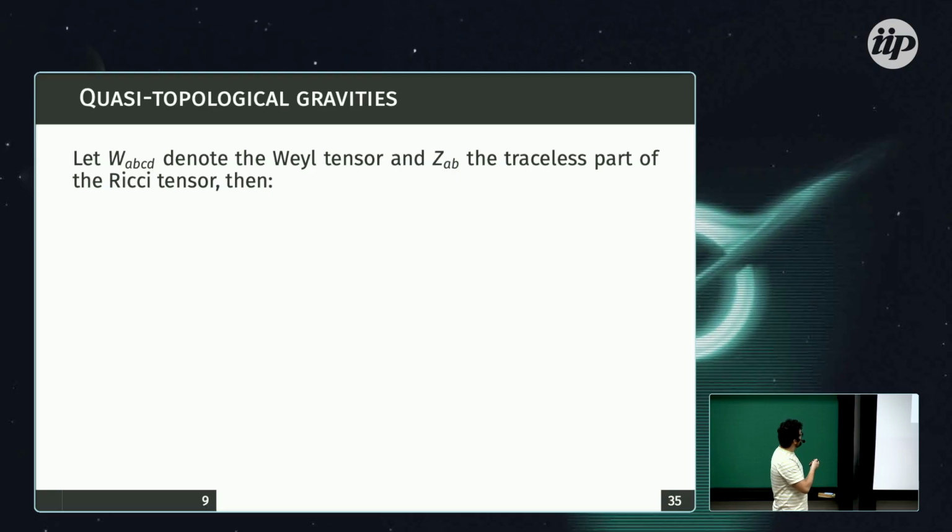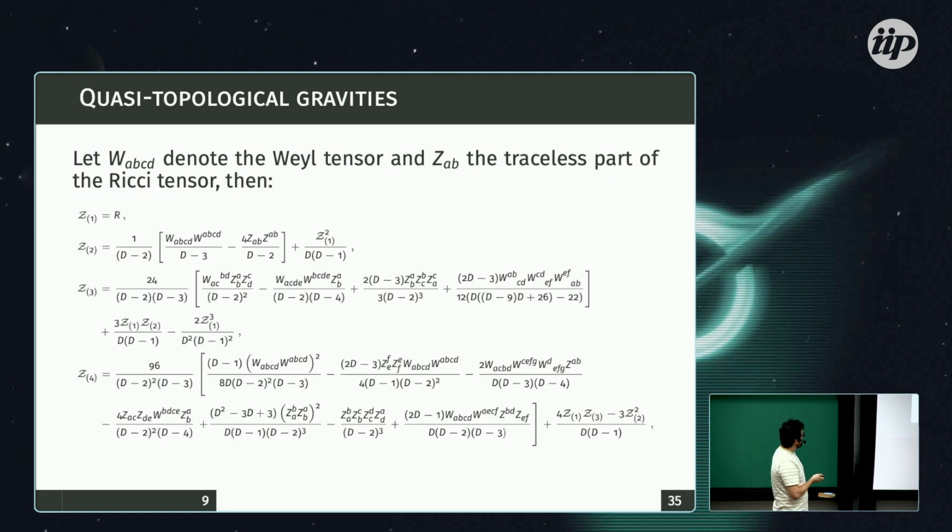It's convenient to write everything in terms of the Weyl tensor and the traceless part of the Ricci tensor. The first linear, quadratic, cubic, and quartic orders look like this. Actually, this is Einstein-Hilbert, of course. The second piece is the Gauss-Bonnet density, written in a funny way. For those of you who know, this is just the usual Gauss-Bonnet term. But this, for example, is no longer the cubic density of Lovelock. It's something else. It's something more general.